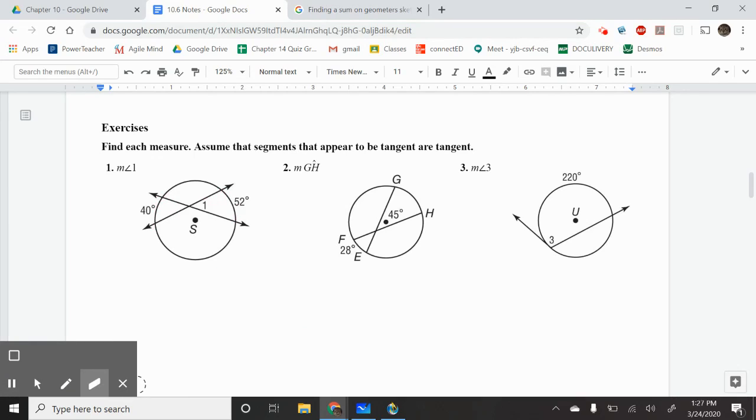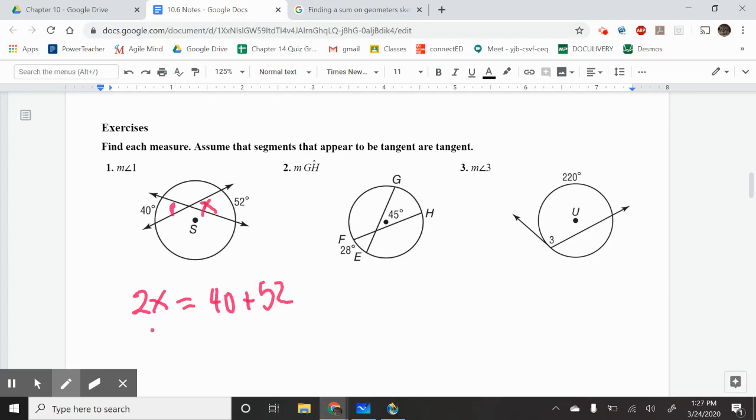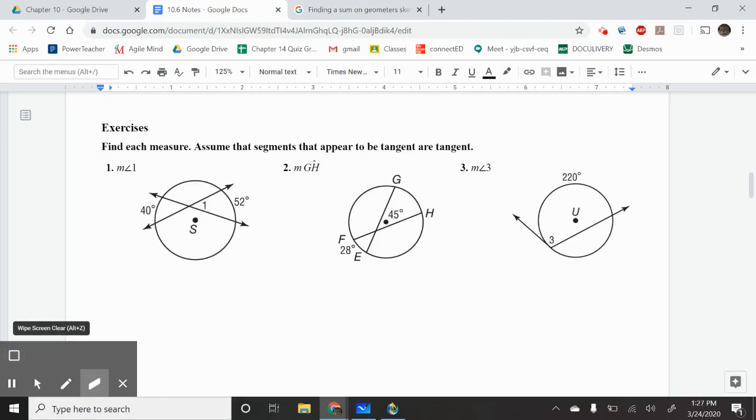Another way that you could have done this, if you're looking at it the other way, is you could have had two angle 1s and said, let's call it x. And we could say that 2x is equal to 40 plus 52. And 2x is equal to 92. And when you divide both sides by 2, you still get 46. So depends on how you look at it and what makes it easy for you. If you don't like seeing that half, you can do it this way. Let's move on to the next one.